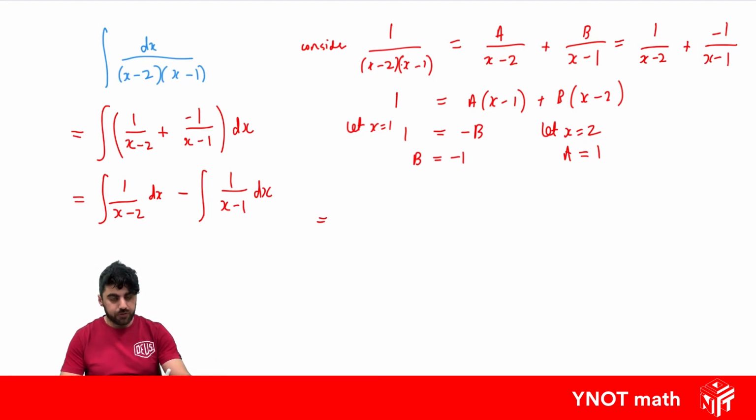Now the integral of the first fraction, we know that's just going to be ln of the absolute value of x minus 2, because the derivative of the denominator is just 1 and it's in the numerator, and the same for our next fraction as well. So we're going to get minus the natural log of x minus 1, all absolute valued, plus our constant.